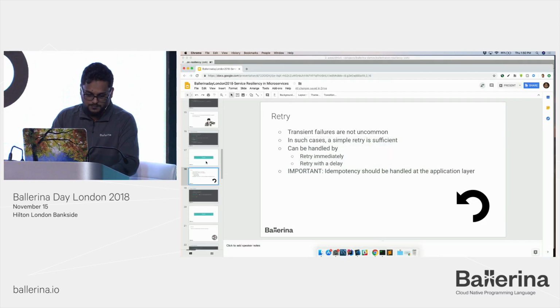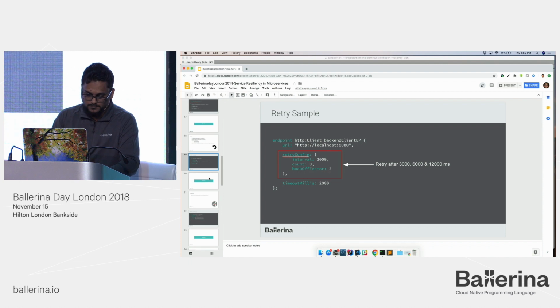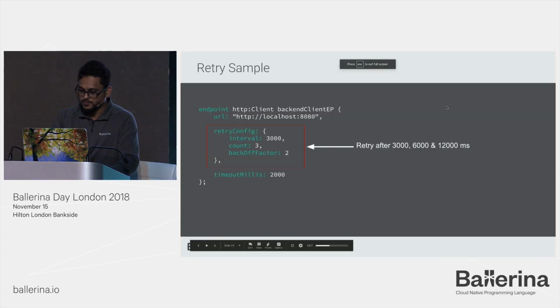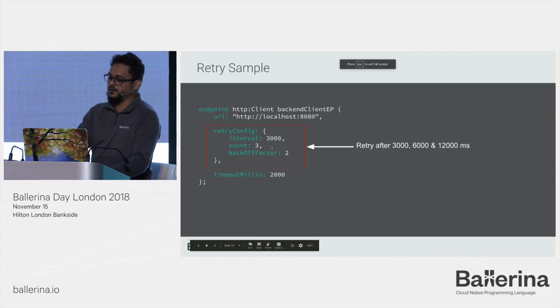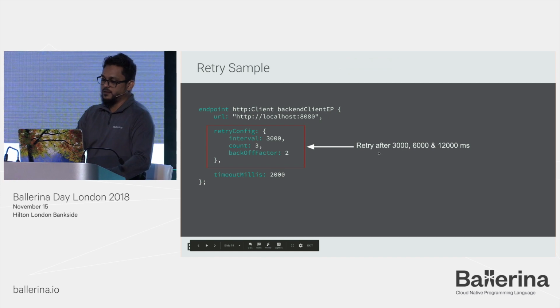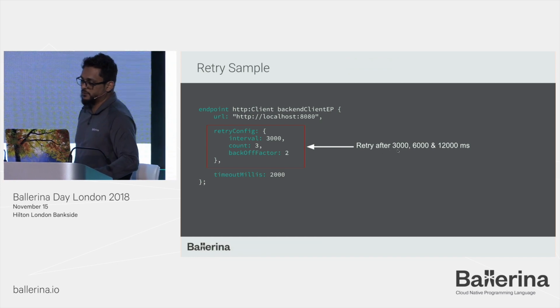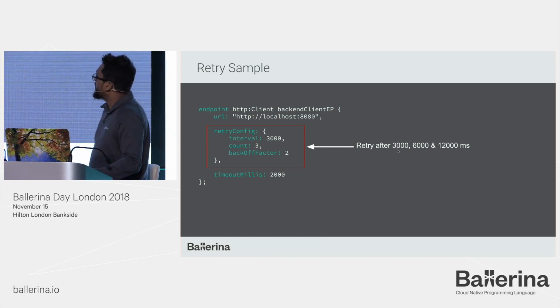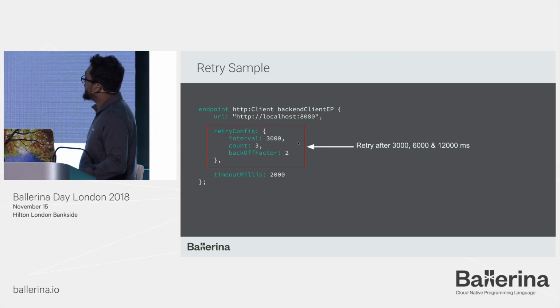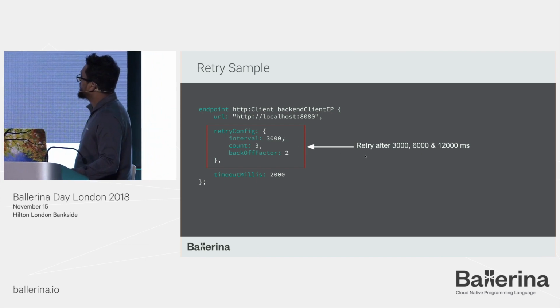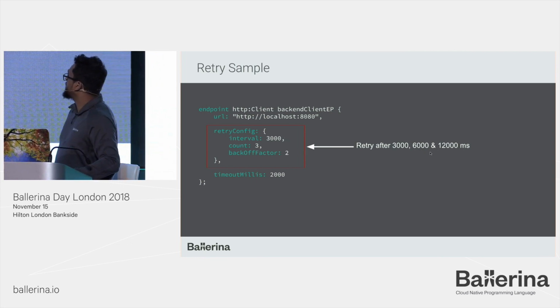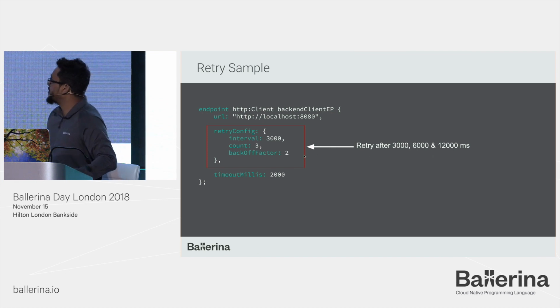Okay, so that's the interesting bit in retry, right? We retry, this is the back off factor. We will retry after 3 seconds. In this example, the interval is 3000. So we'll retry after 3 seconds, 6 seconds, and 12 seconds, because the back off factor is 2.